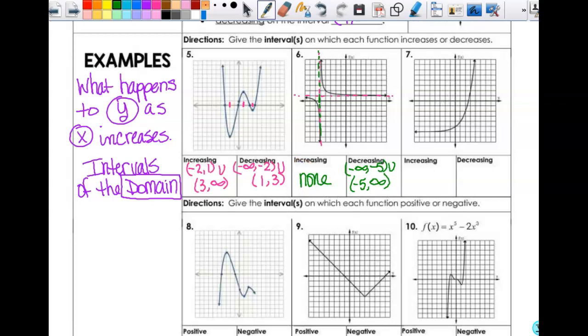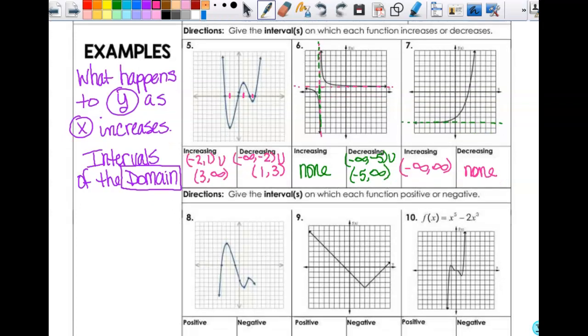On number 7, we also have an asymptote here, but we do not have one here. Okay, so it's increasing from negative infinity, and it keeps increasing all the way to infinity, so negative infinity to infinity, and decreasing none right here.